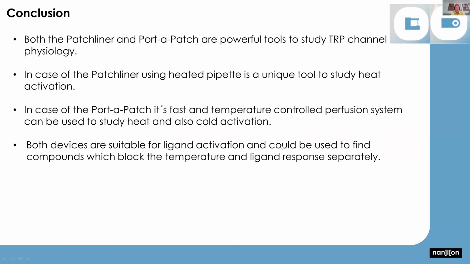And in conclusion, both the patch liner and the PortaPatch are powerful tools to study TRP channel physiology, also pharmacology. In case of the patch liner, using a heated pipette is a unique tool to study heat activation. In case of the PortaPatch, its fast and temperature controlled perfusion system can be used to study heat and also cold activation. And both devices are suitable for ligand activation and could be used to find compounds which block the temperature and ligand response separately.